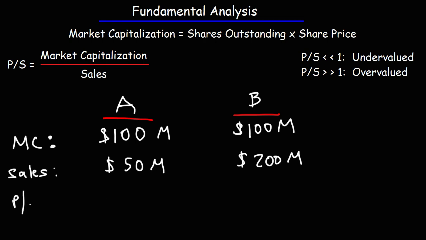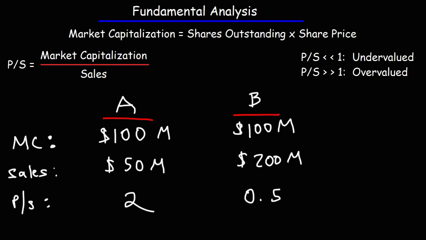So, what will the price to sales ratio be for each of these two companies? Using the equation that we have here, the price to sales ratio will be the market cap divided by the sales. 100 divided by 50 is 2. 100 divided by 200 is 0.5 or half. So notice the difference between the price to sales ratio of company A and company B.